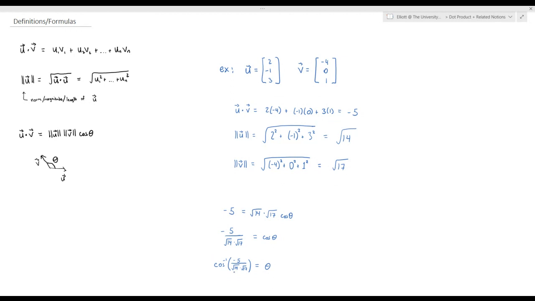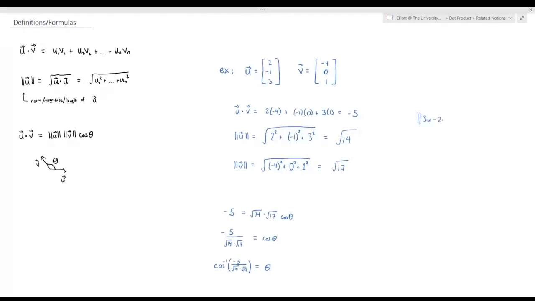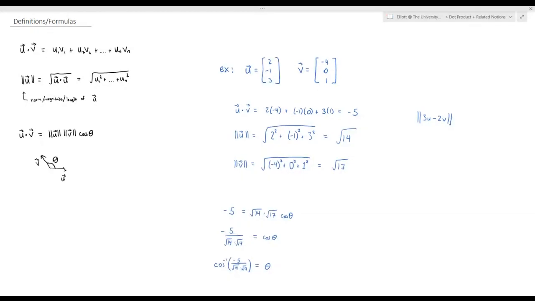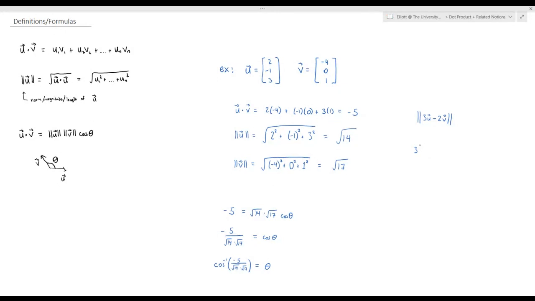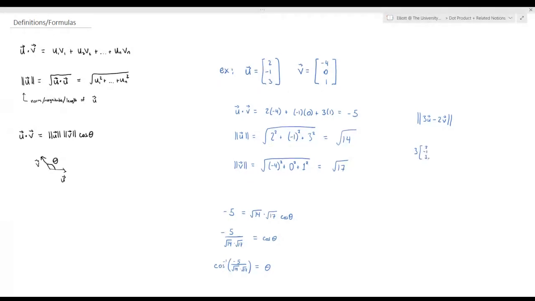And then maybe just one more quick computation with these two vectors. If you were asked to do something like the norm of 3u minus 2v, for things like this, I would suggest actually calculating the linear combination 3u minus 2v first.